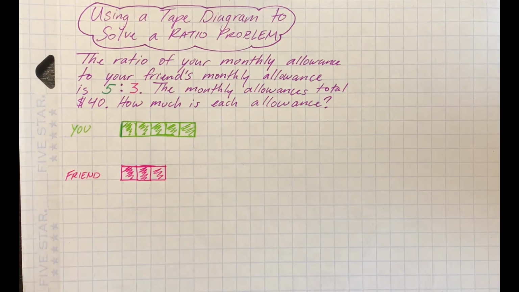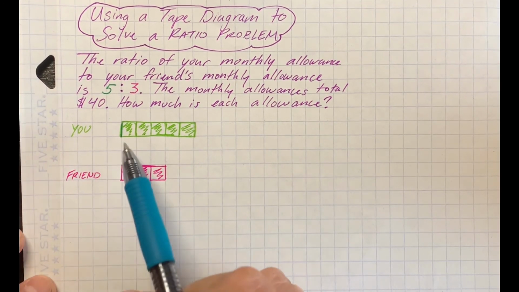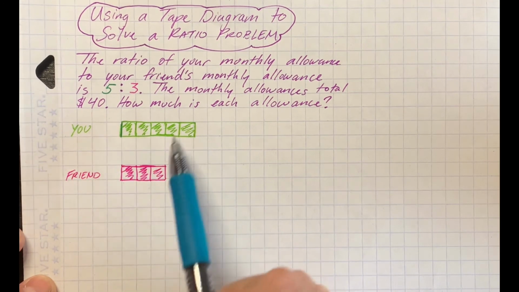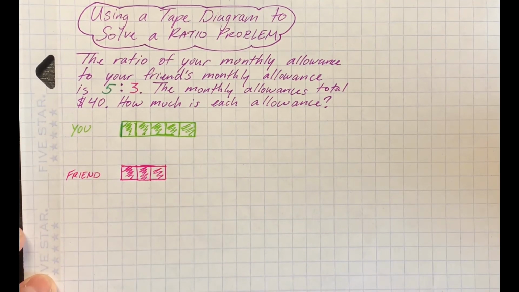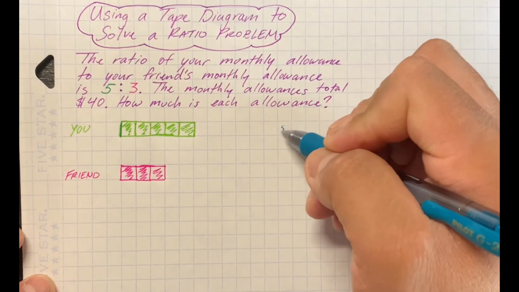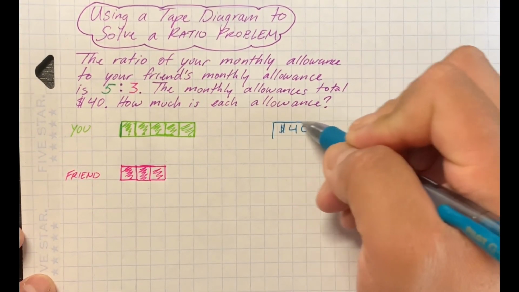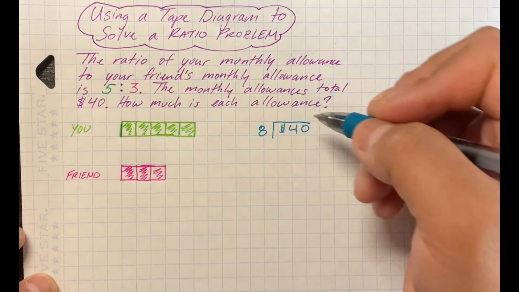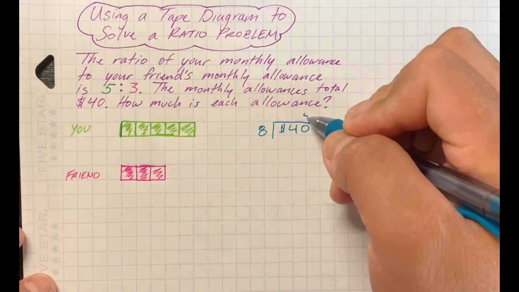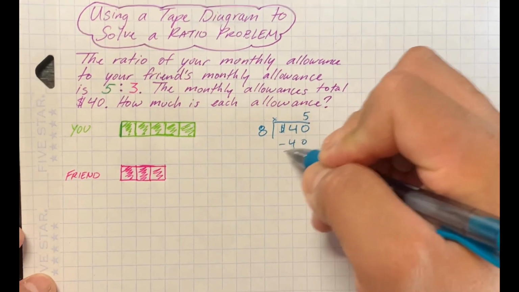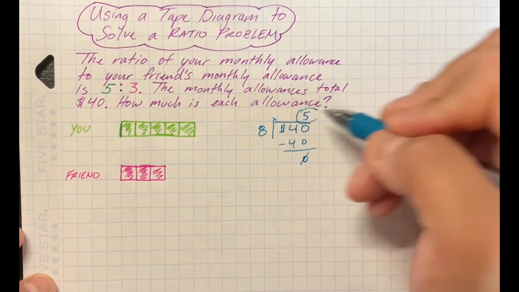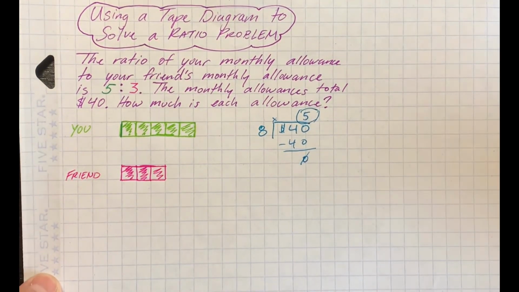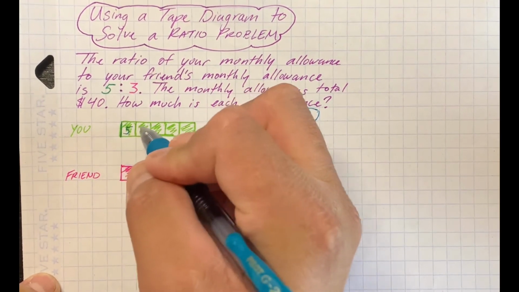Now, both of these add up to $40 combined. So we'll have to count how many boxes there are between you and your friend. There's 1, 2, 3, 4, 5, 6, 7, 8. So $40, the total amount of allowance, divided by 8 of those boxes. 40 divided by 8: 8 can go into 40 5 times. 8 times 5 is 40, and this will be 0. So your quotient is going to be 5, and that means every box would be 5.